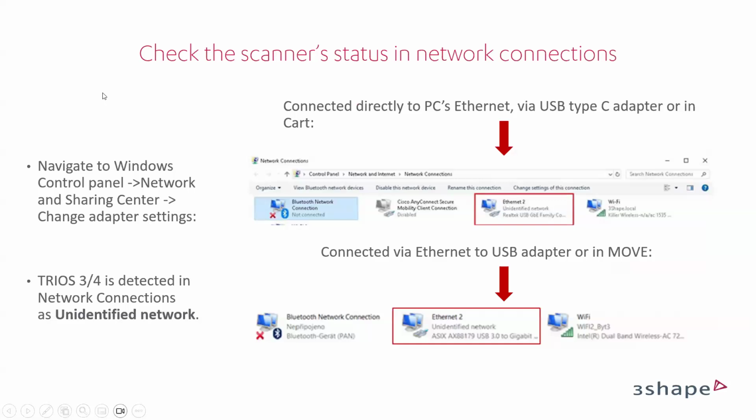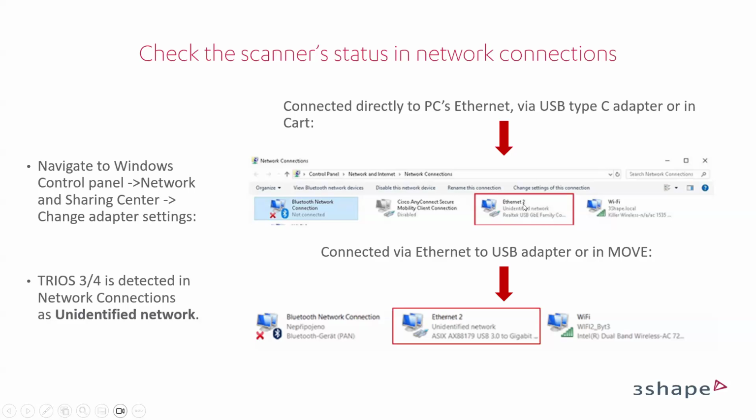So we can check the scanner status in the network connection. If we connected our scanner directly, I mean we're not using the ASIX adapter, so if you connected the scanner directly in the Ethernet port, or via a USB-C adapter or in the cart, you will have a connection like it's displayed in this picture.